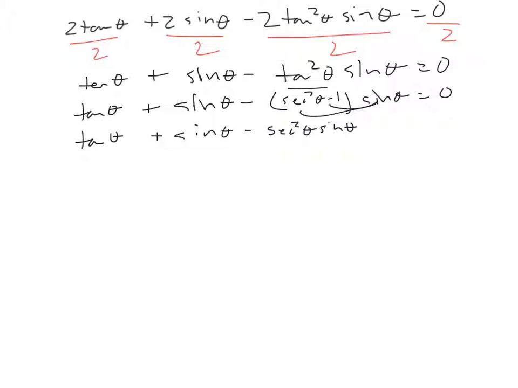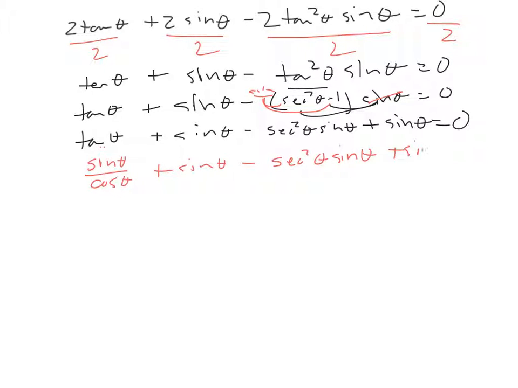Let's see, well that'll be plus sine theta. Okay, I'm sort of taking it as a minus. This is what I did in my head. I put this sine over here and did negative sine times that and negative sine times the other one. Okay, I think we're good there. Now the secant squared is the same thing as 1 over cos squared. Maybe I'll just leave that for now. I'm going to change this one. Tan theta is sine theta over cos theta plus sine theta minus secant squared theta sine theta plus sine theta.